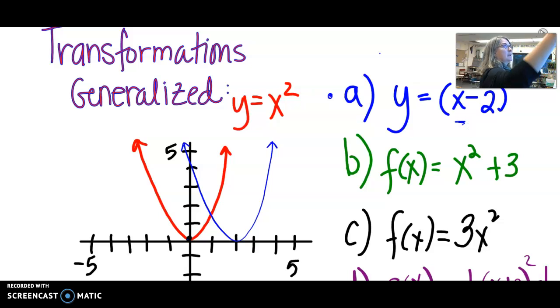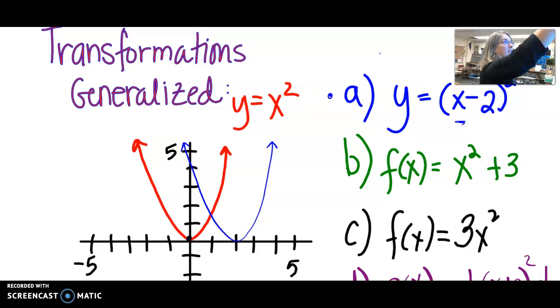All right, so when you have something in the parentheses, and this is something to note, in the parentheses is always going to be horizontal. Outside of the parentheses is going to be a vertical transformation. So subtracting 2 inside the parentheses moves it 2 to the right.